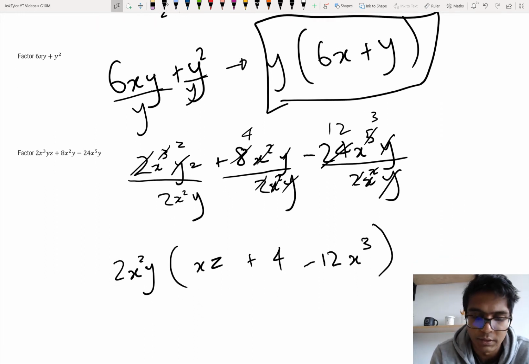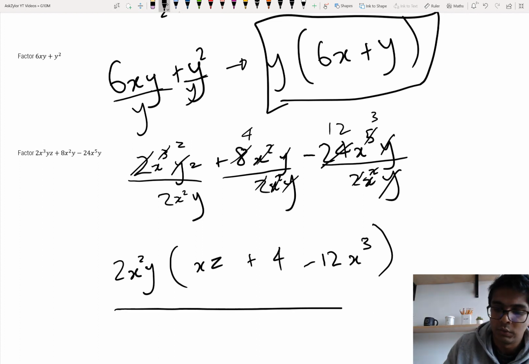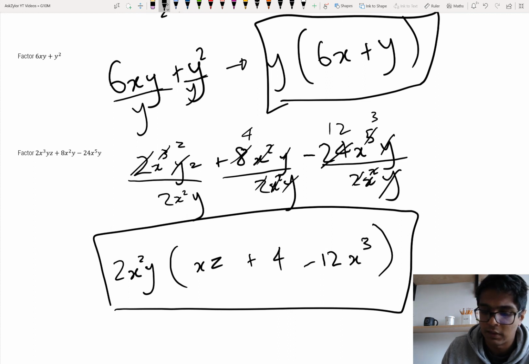So what I've done is essentially look at what are the common terms in every single term in my expression. So what are some factors? I looked at the coefficients, and I saw 2, 8, and 24. My common factor is 2, so I can factor out 2 from every single term. Then I looked at how many x's I can take out, the least amount of x's that's in every single term, and it's x², so I factored out an x² from every single term. Then I looked at the y's. There's a y in every single term, so I took out a y as well. So I'm left with 2x²y(xz + 4 - 12x³).